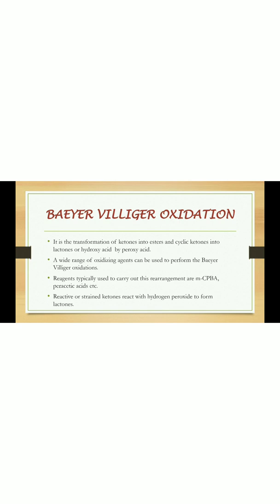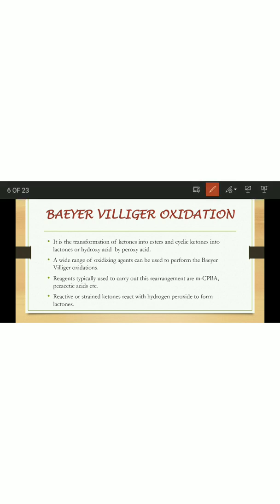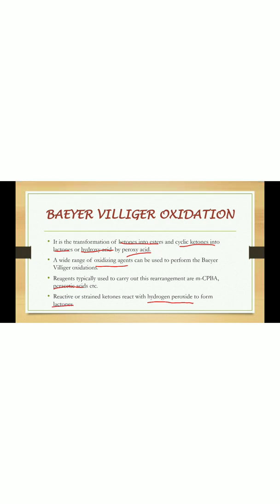Now let's look at the Baeyer-Villiger oxidation. The Baeyer-Villiger oxidation of ketones is the transformation of ketones into esters and cyclic ketones into lactones or hydroxy acid in the presence of peroxy acids. A wide range of oxidizing agents can be used for the same, such as peracetic acid, etc. The reactive or strained ketones react with hydrogen peroxide to form lactones.